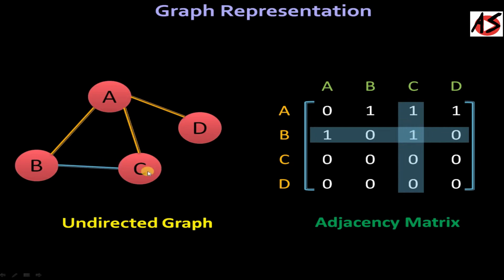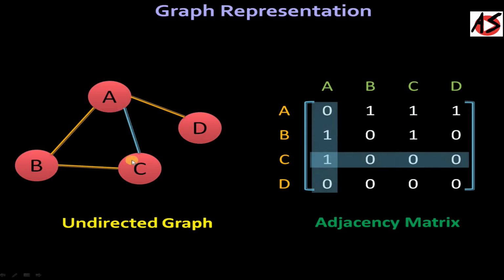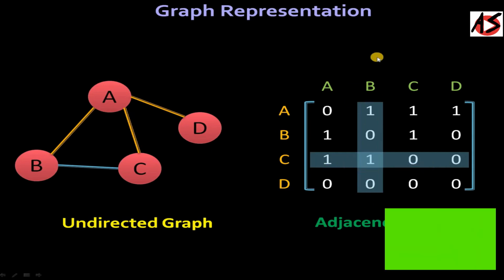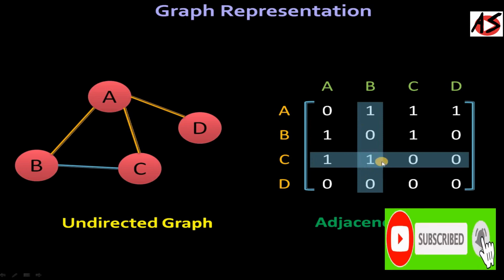Now if you are talking about C, C is connected with A. So you can see here the row of C and the A column. At the intersection we put 1 here. Now C is also connected with B. So the row of C and the column of B intersect here, and here you put 1.